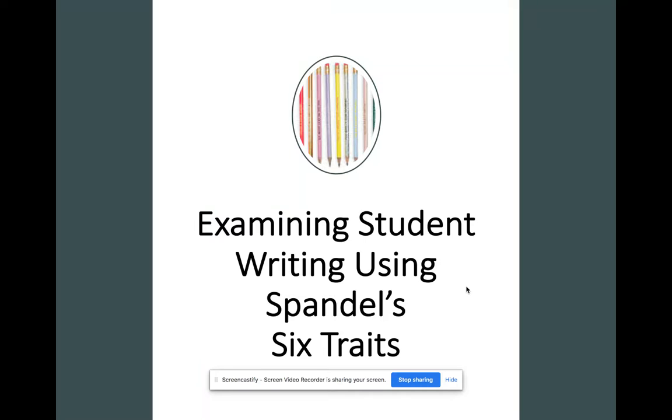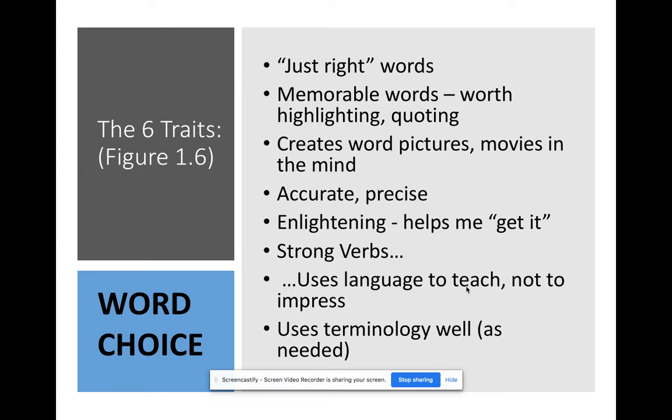So examining students' writing using Spandel's 6 traits. We left off talking about the first 3: ideas, organization, and voice. Then you've read about word choice and sentence fluency. I cannot remember whether you read about conventions or not, but we are really going to try to focus on word choice and fluency today, and then pull all 6 in for the remainder of our time with some Padlet and Flipgrid responses.